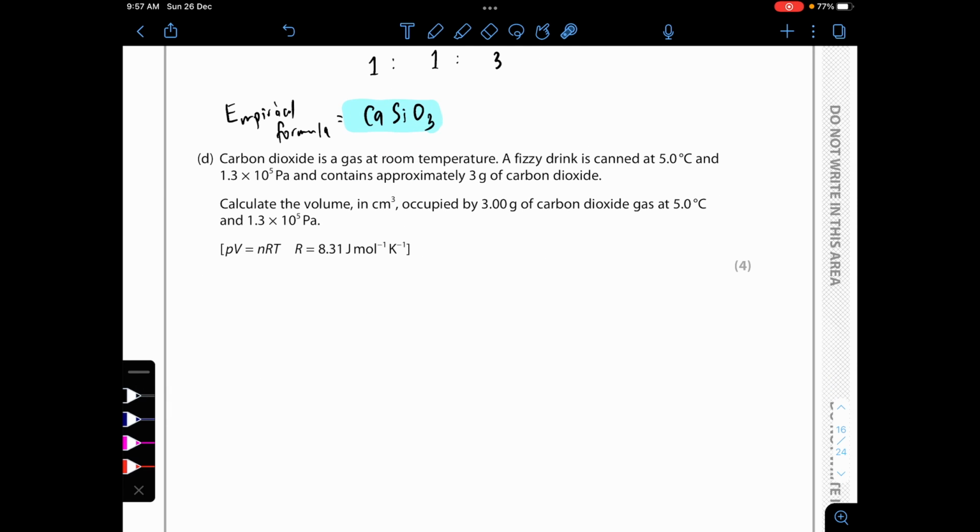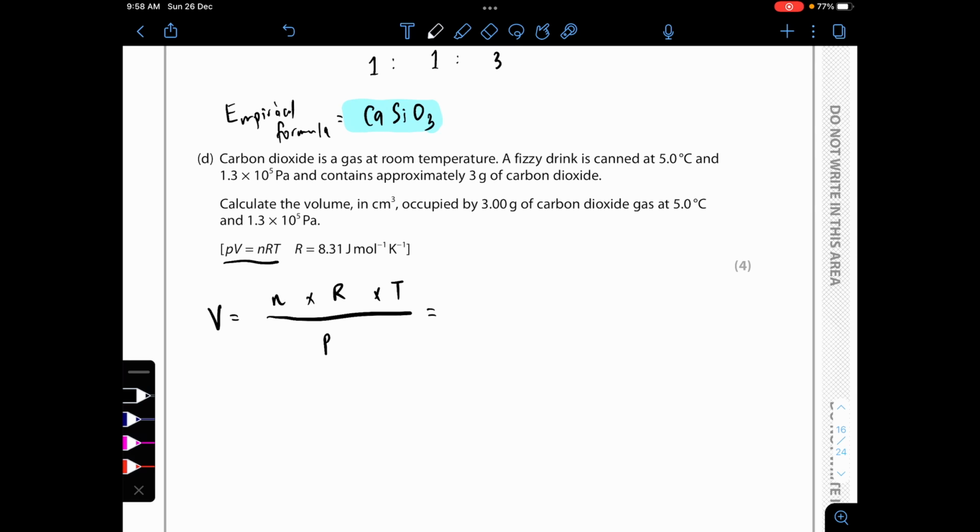So we have carbon dioxide is a gas at room temperature. A can of drink is at 5 degrees Celsius and pressure 1.3 times 10 to the power 5 and contains 3 grams of carbon dioxide. Calculate the volume in centimeters cubed occupied by 3 grams at 5 degrees at this pressure. They want volume, so now they've given us the equation. So let's rearrange: V equals n times R times T all over P.